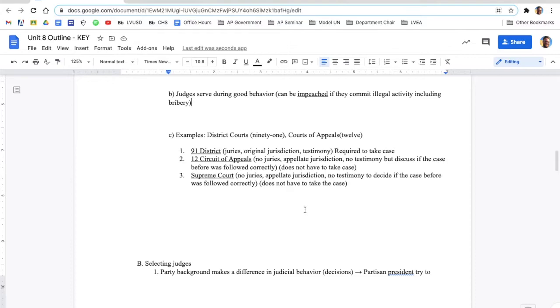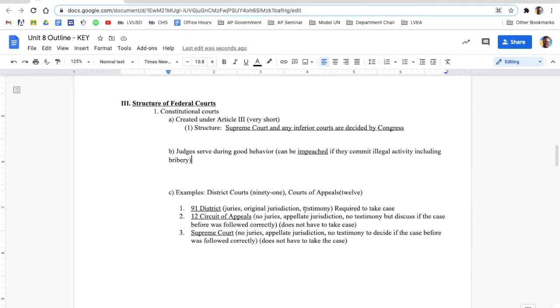Okay, so how do we structure our court systems? At the very bottom level, you have the district courts. These are the only federal courts that have juries. They're going to have original jurisdiction, so they're going to be the first time that case is heard. Could be a criminal case, could be a civil case meaning a dispute between two parties. And they're also going to hear testimony.